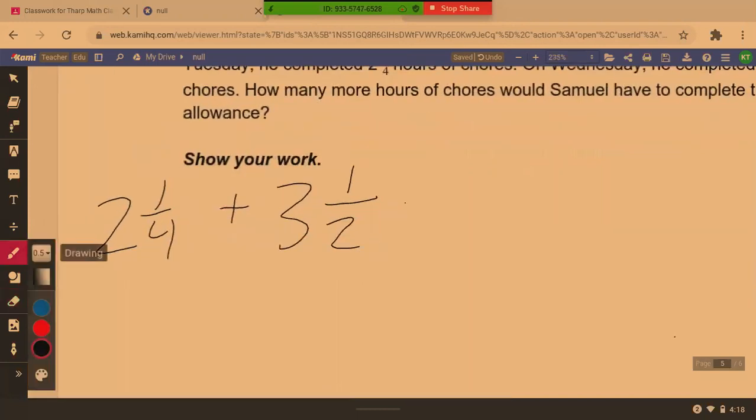Okay, so when we are adding mixed numbers, we can focus on the whole number. We can add those first and then focus on the fractions. So one at a time. 2 plus 3 equals 5. Now I'm doing 1/4 plus 1/2 equals what?